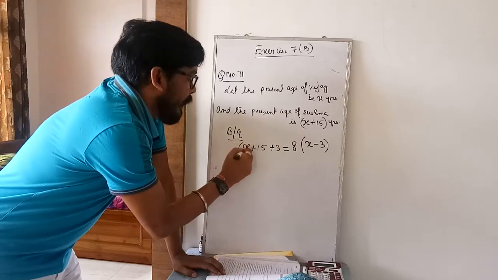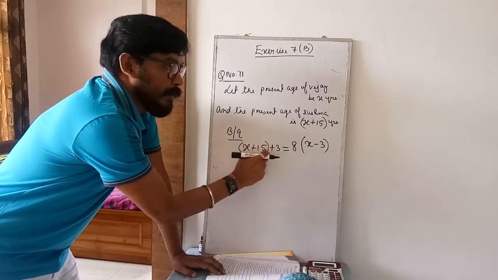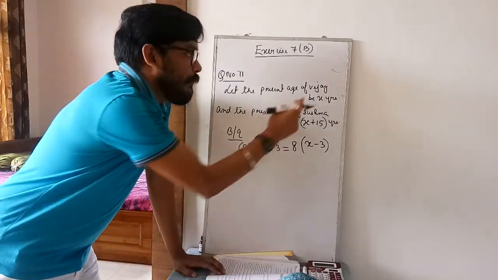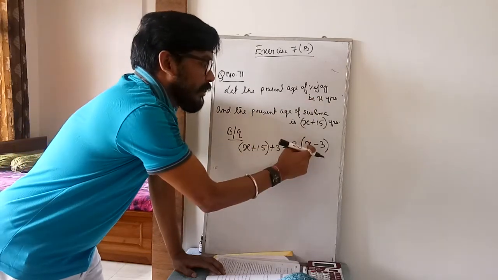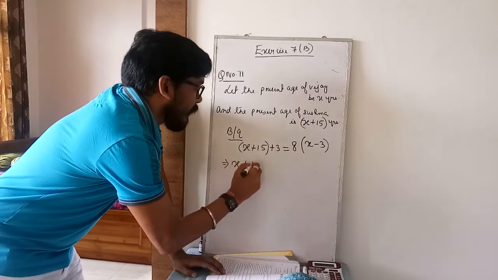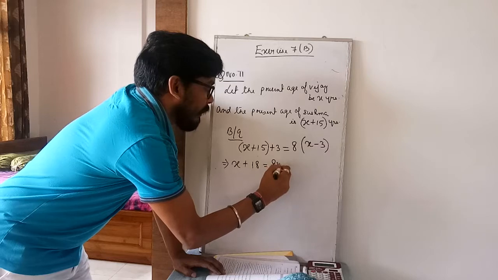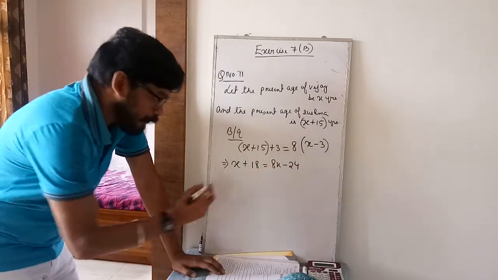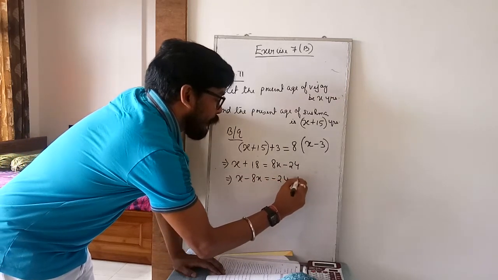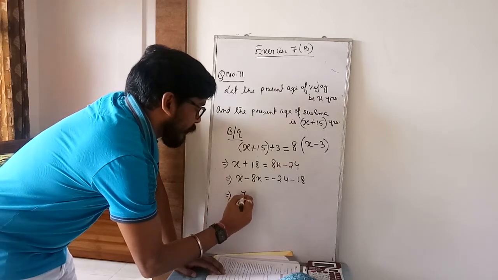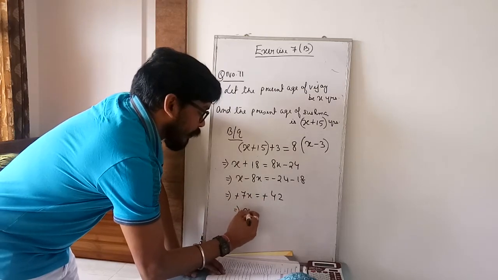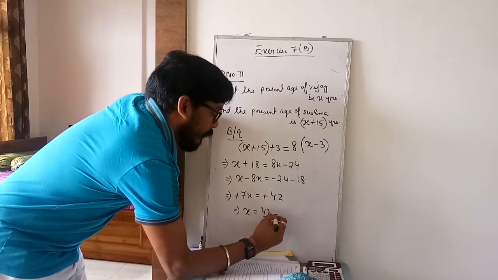I repeat the question. Age of Shushma after 3 years means plus 3 will be equal to 8 times of what? Age of Vijay 3 years ago. So the age of Vijay 3 years ago will be x minus 3. So let me do the calculation now. You will get here x plus 18 and here it is 8x minus 24. So you bring the x term to one side, x minus 8x, here it is minus 24 minus 18. So here it is minus 7x and here it is minus 42. Minus minus cancel. So x equal to 42 by 7 equal to 6.